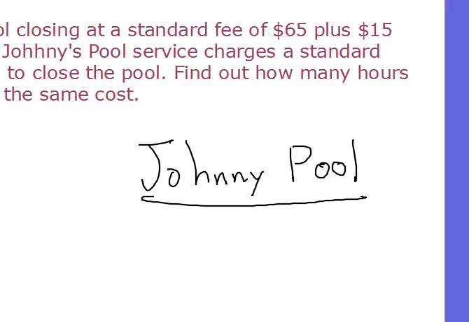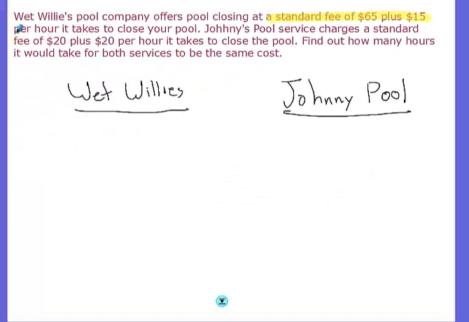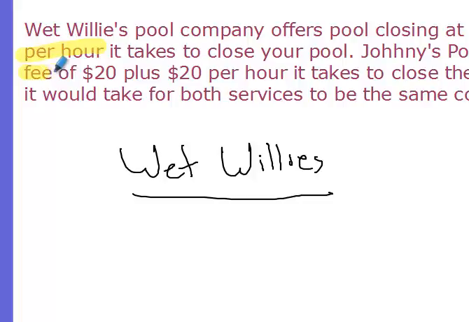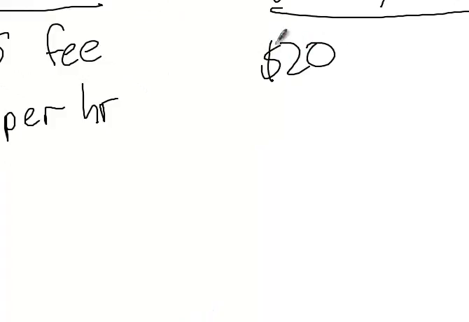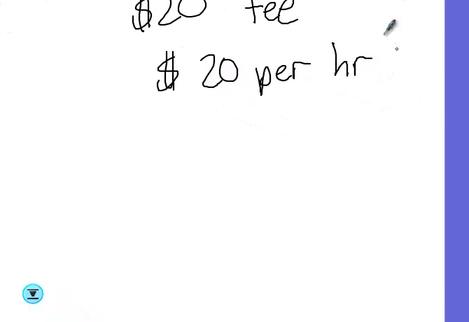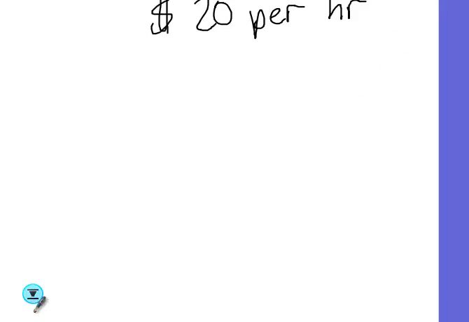Okay, we want to know how many hours will it take for both services to be the same cost. So again, make sure you take stuff out of your word problem that we're going to want to know. So we want to know that Wet Willie's has a standard closing fee of $65 plus $15 per hour. Then Johnny's Pool does a standard fee of $20 plus $20 per hour. Right? So Wet Willie's, $65 fee, and then $15 per hour. And then Johnny's is a $20 fee plus $20 per hour. All right, so that's all the information we need to solve this problem.